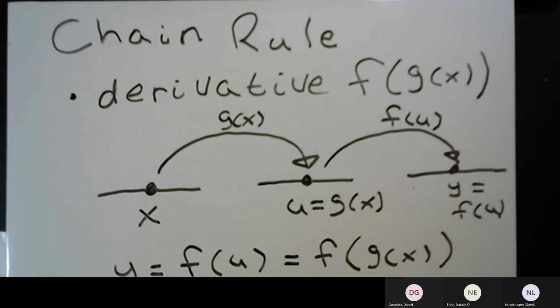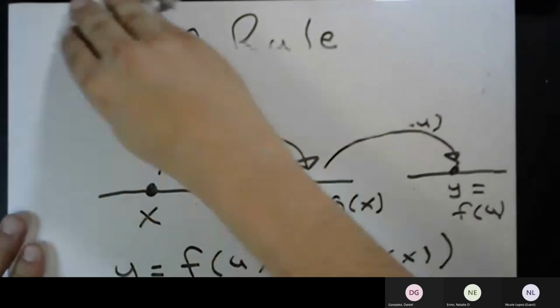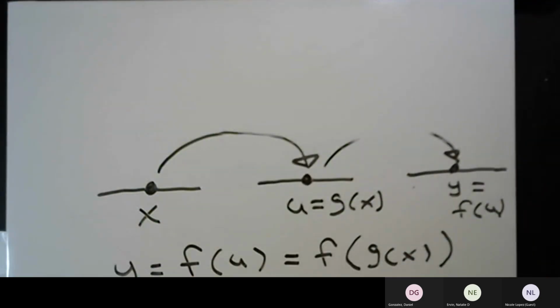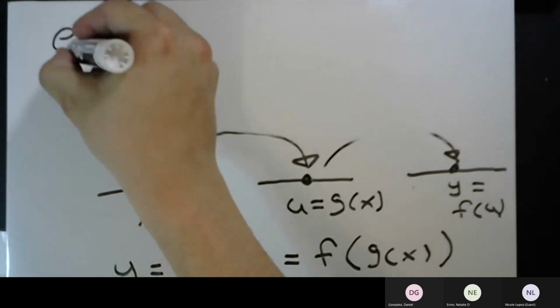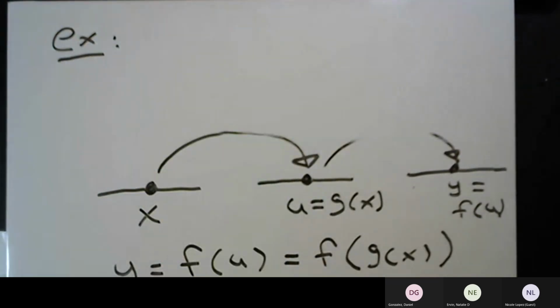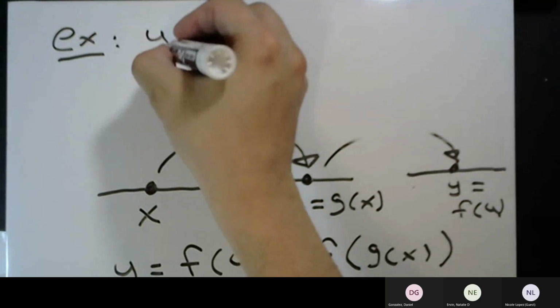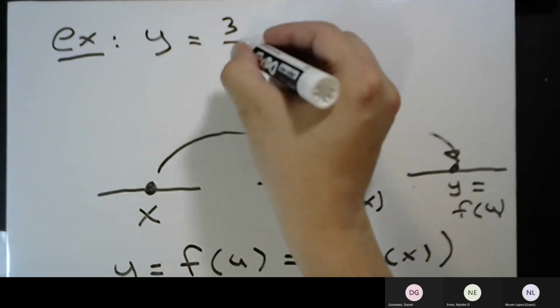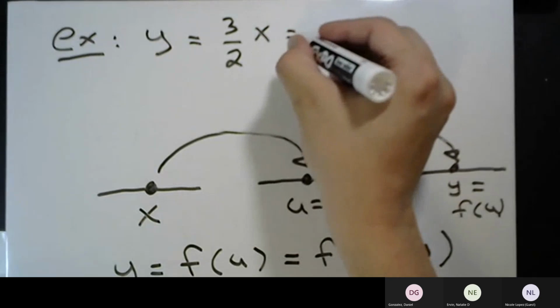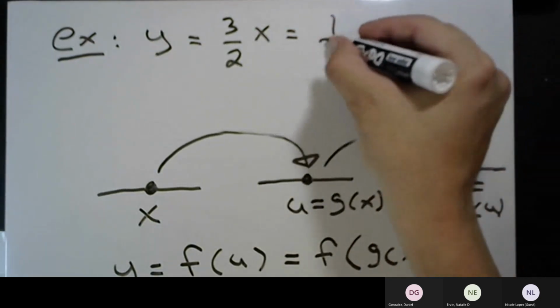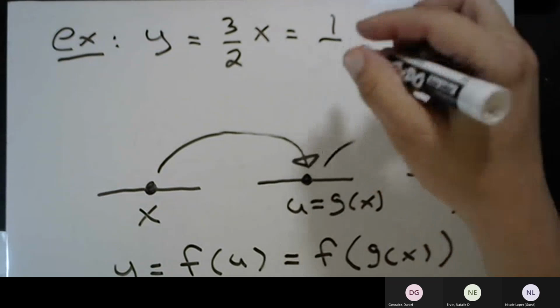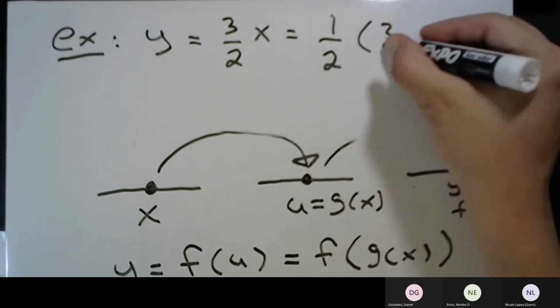So how are we going to do this? Let me give you an example that gives some motivation for what's going to happen. I'm following along in the text, on page 153. We'll start with a relatively simple example. Let's rewrite this as 1/2 times 3x.